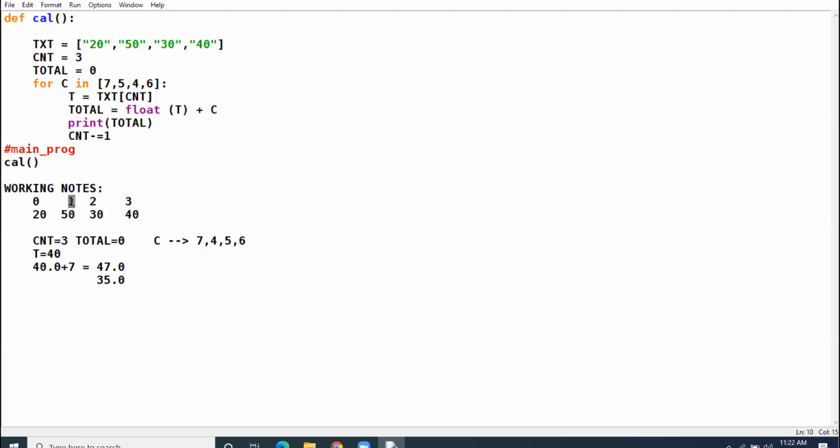Then next, count again decremented by 1. Count has become 1. At 1 we have value 50. 50 will be stored in T. 50 will be converted to float and will be added with the next value of C, which is 4. So it becomes 54.0. Up till here, if I am clear, please raise your thumb.